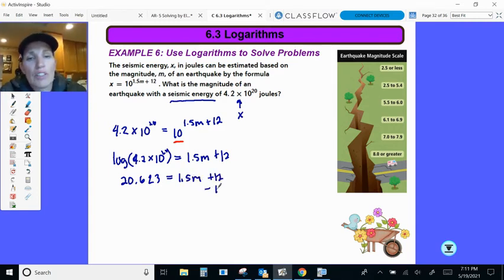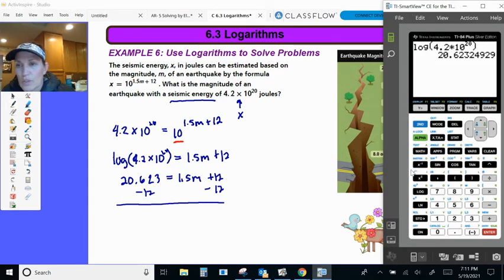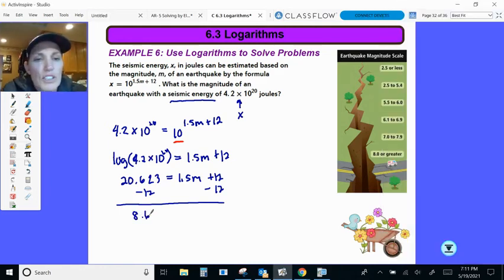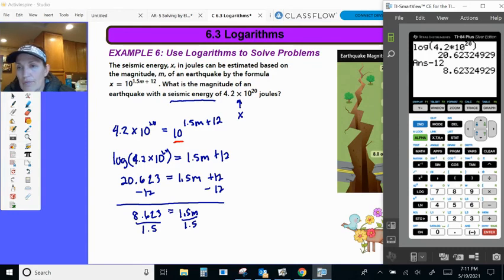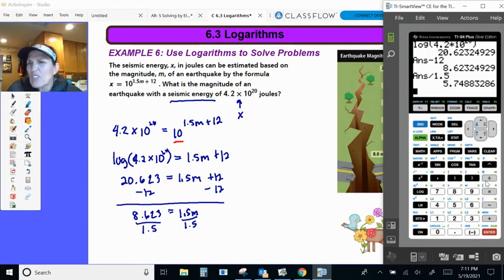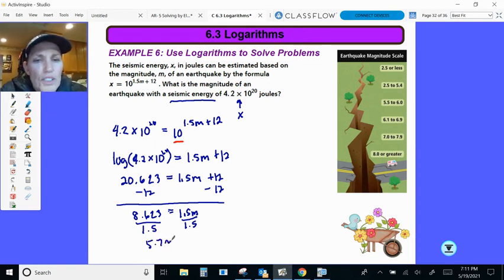And from here, I just have a nice equation. I'm going to subtract 12. Okay, so I'm going to do this as I go so I don't have to do it all in one step again. So I'm going to subtract 12. And that's going to give us 8.623. And then now I'm going to divide by 1.5, and what is that going to give us here? That's 5.7. Okay, so 5.7 approximately equals m.